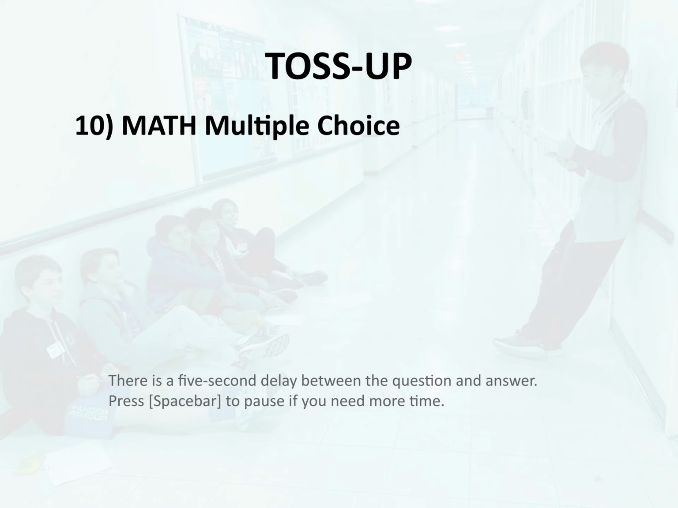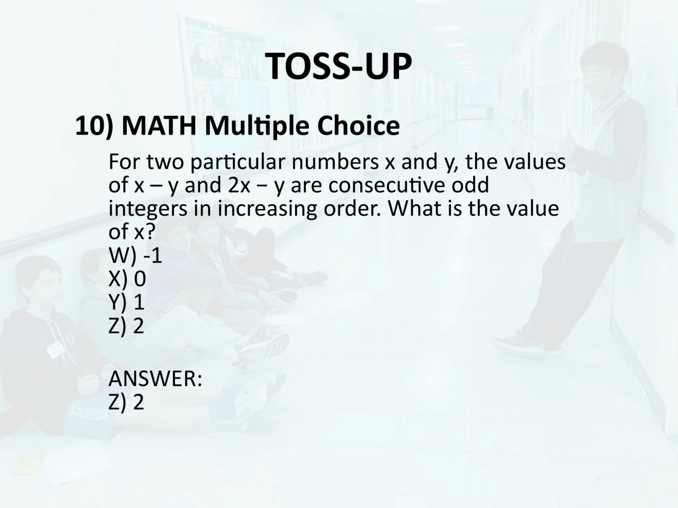Toss-up 10. Math. Multiple choice. For two particular numbers x and y, the values of x minus y and 2x minus y are consecutive odd integers in increasing order. What is the value of x? W. -1, X. 0, Y. 1, Z. 2. Answer. Z. 2.